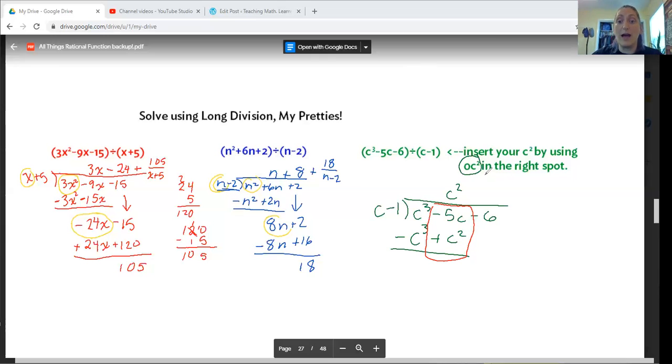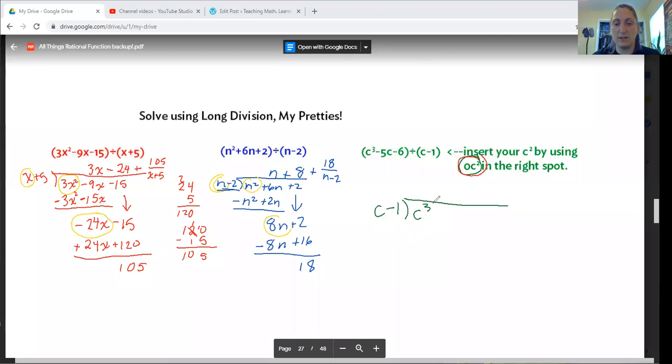So that's why you have to insert this. You have to insert 0c squared. I know that looks like OC squared. It's a terrible choice of font on my part. All right, so I'm going to erase, and we're going to try again. Erase all this junk here. And we're going to try again. Okay.